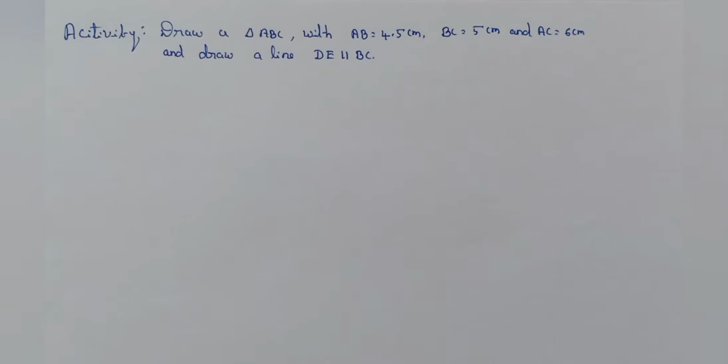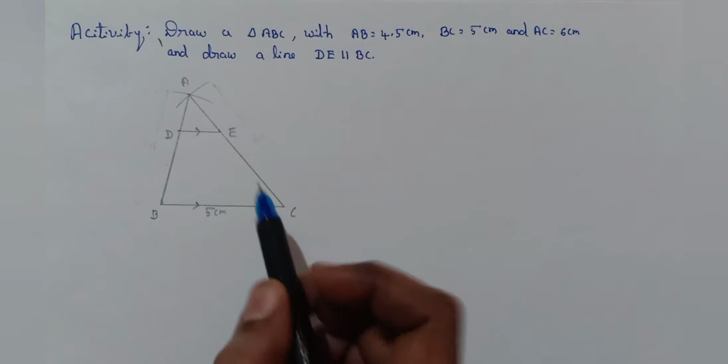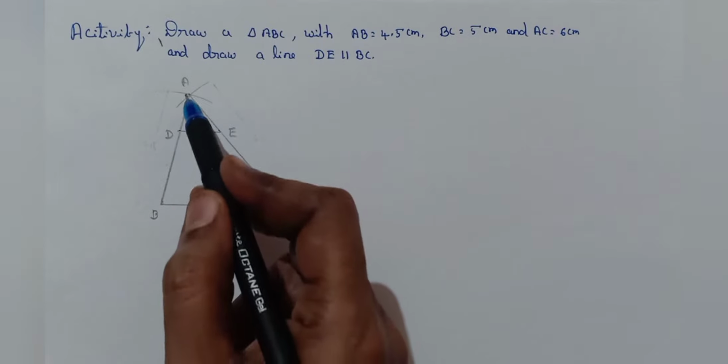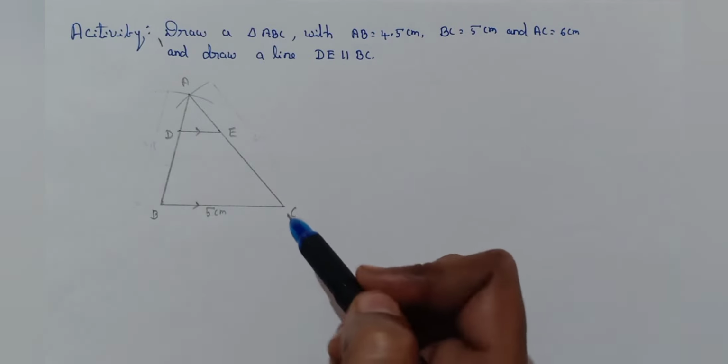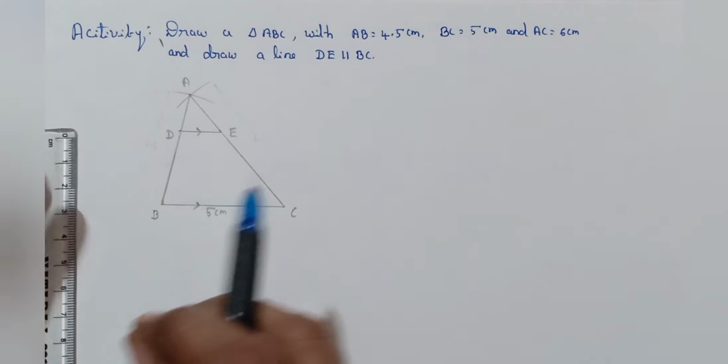Now, let us do an activity. Draw a triangle ABC with AB equals 4.5 cm, BC equals 5 cm and AC equals 6 cm, and draw a line DE parallel to BC. In triangle ABC, DE is parallel to BC and the line DE intersects AB at D and AC at E. Now measure AD and DB.